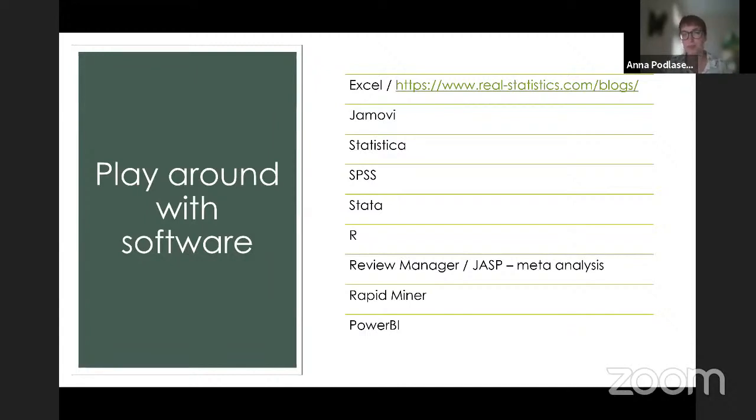Stata is a little bit between R and the others. So Stata requires a small level of programming input and variables, and R is purely programming. But R, I think, is open source software and one of the most powerful. And then, depending on your methodology and your question, you can use Review Manager, which is by Cochrane Collaboration, or JASP for meta-analysis. RapidMiner is for deep learning methods, and Power BI is for visualization.